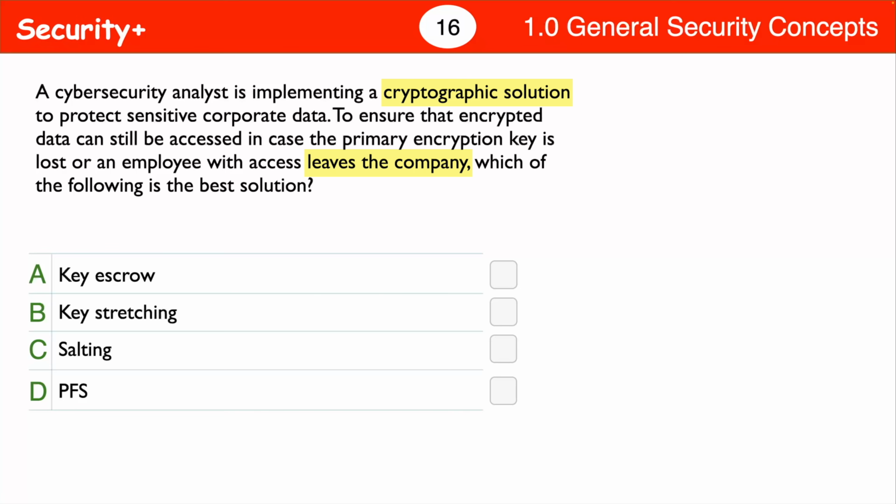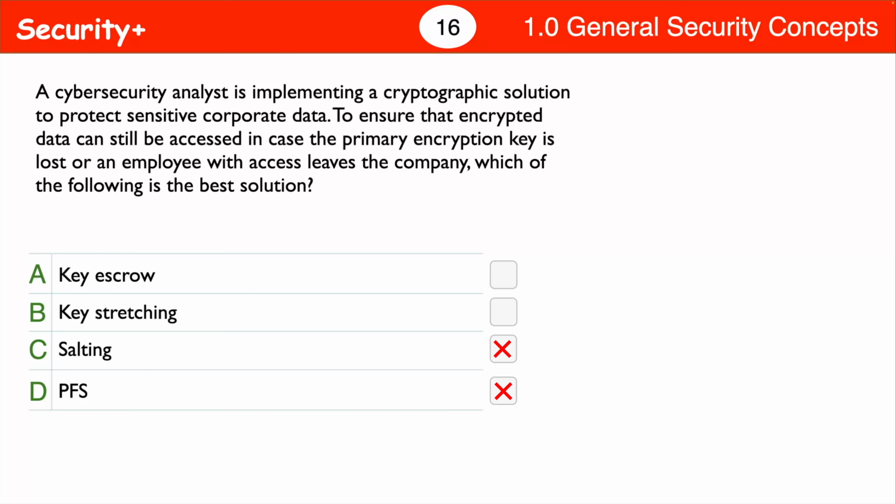All right, so let's go ahead and do the process of elimination. We can start by ruling out C, salting. That's going to add random data to passwords before hashing to prevent things like dictionary attacks and also things like rainbow table attacks. But it has nothing to do with key recovery or management. Next, we could rule out D, PFS. PFS stands for perfect forward secrecy. That ensures that session keys are not derived from a long-term private key, also preventing past communications from being decrypted, even if the private key is compromised.